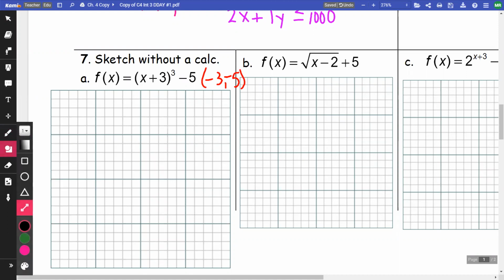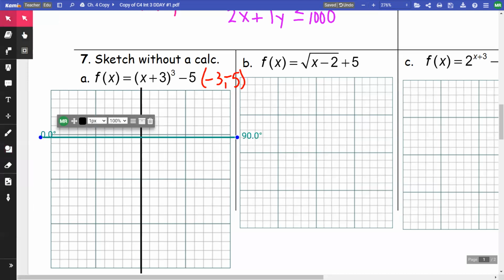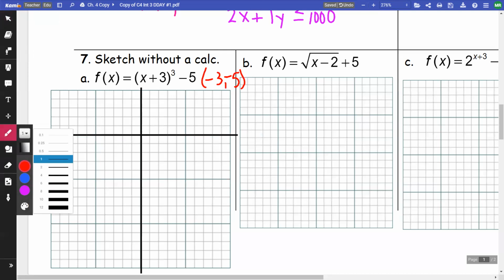First, I'm going to just get my X and Y axis, and I'm going to raise it up a little bit. Okay. So my inflection point is at -3, -5. So I'm going to go -3, 1, 2, 3, 1, 2, 3, 4, 5 here. Okay. Now from here, I'm going to do the rest of them different so we can kind of see that that's where my middle is.